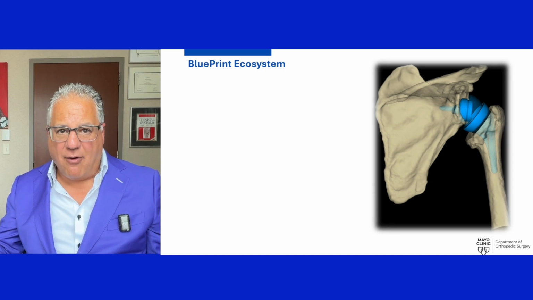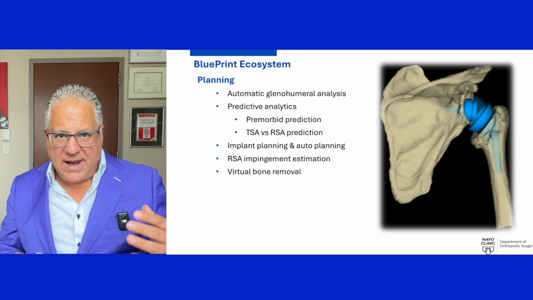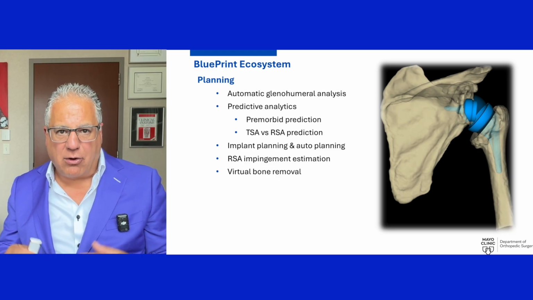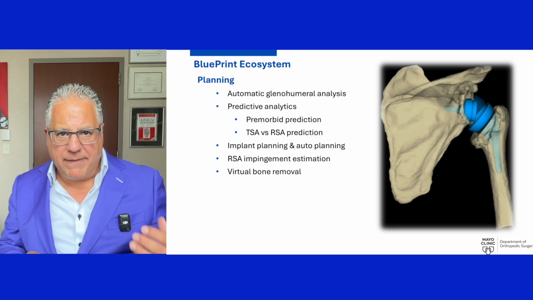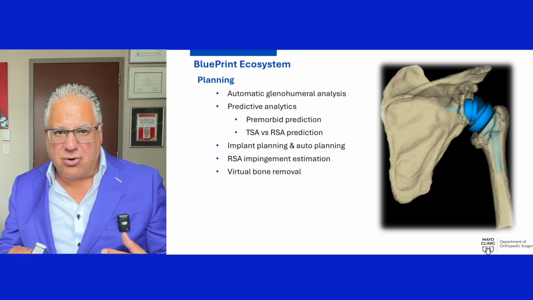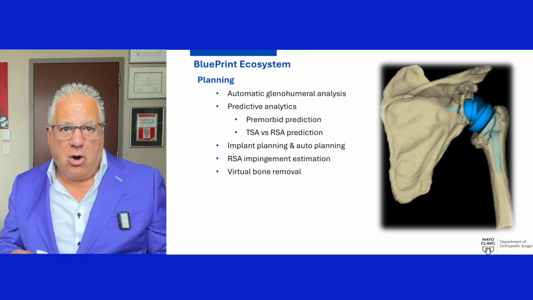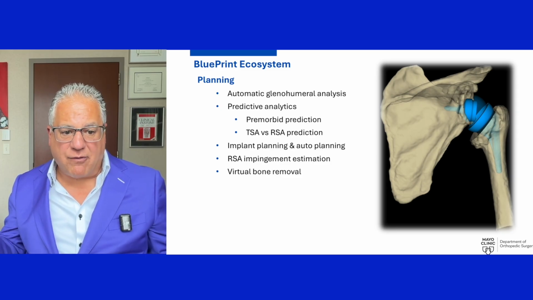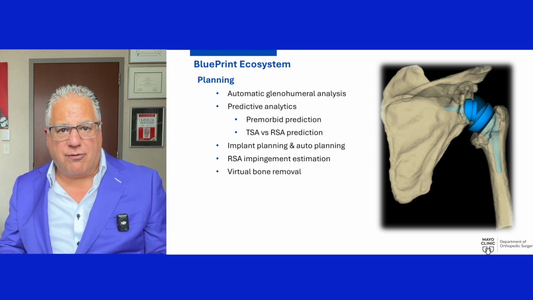As these programs have evolved, they have incorporated more features and now they form their own ecosystem. In the case of BluePrint, there are a number of planning features that go beyond the simple automatic analysis of the glenohumeral joint and include AI predictive analytic features for prediction of premorbid anatomy or estimation of what would be best for a given patient in terms of anatomic or reverse arthroplasty. Also features for auto-planning, estimation of range of motion free of impingement in the case of reverse, and also virtual removal of bone, mostly osteophytes, to optimize range of motion.